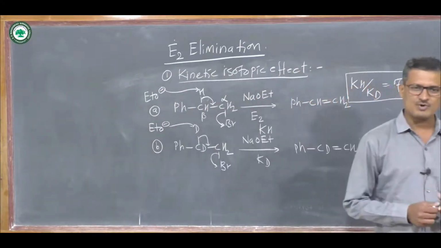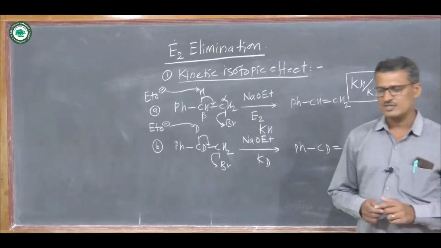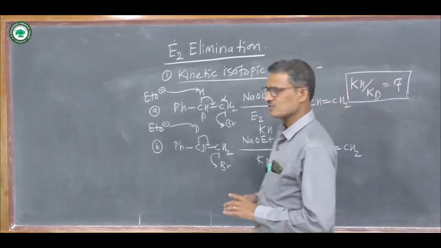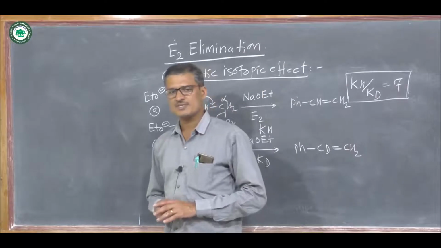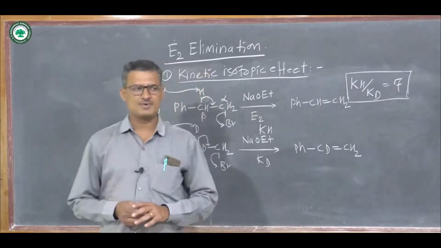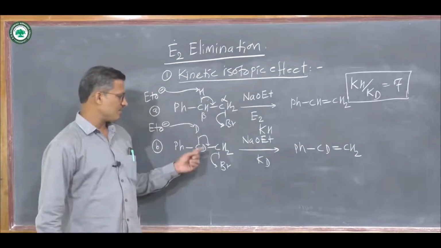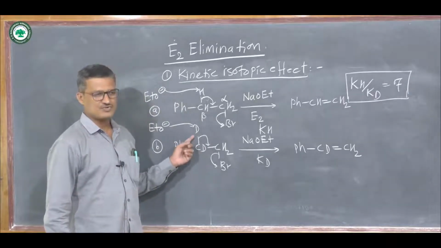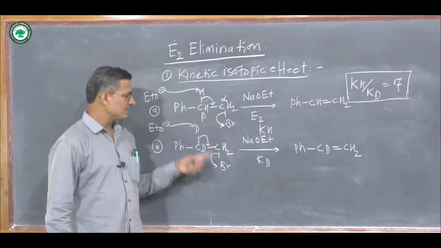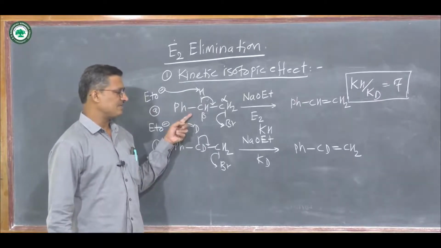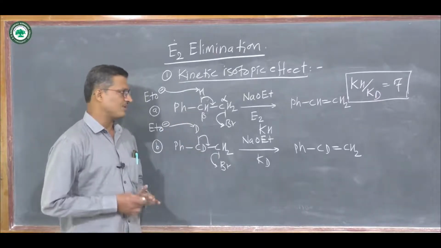We want to break a bond between beta carbon and hydrogen, then it requires less energy. But in the second case, what happened? There is a bond between carbon and deuterium. Because deuterium is an isotope of hydrogen, it is heavy and it requires more energy to break the bond between carbon and deuterium. And that's why the first reaction is 7 times faster than the second one.